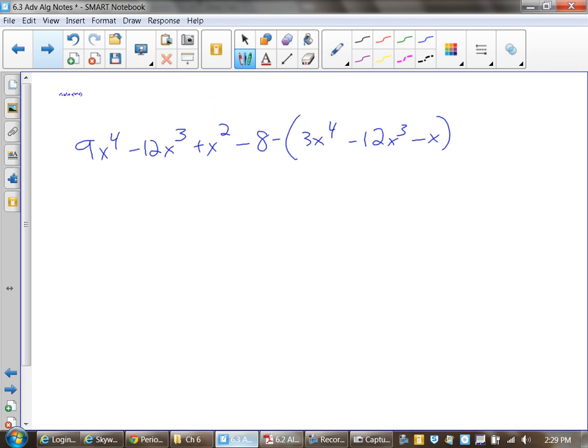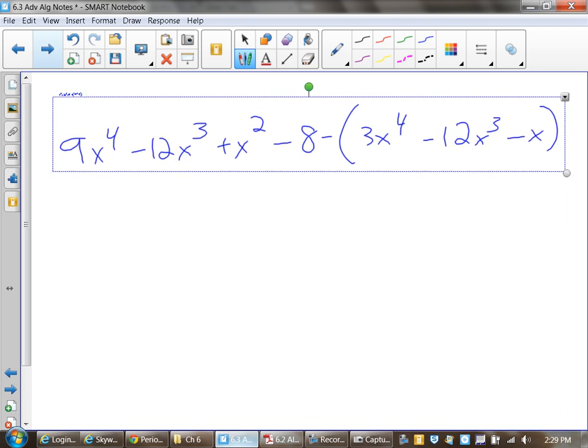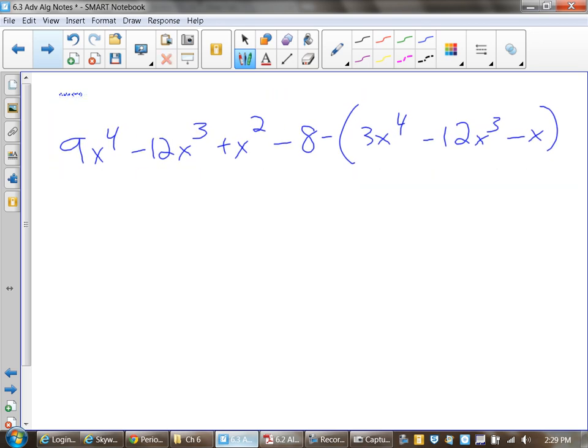I have 9x to the fourth. And when you're writing the problem out, write it right away as a vertical setup. We have 9x to the fourth minus 12x cubed plus x squared minus 8. And then I'm going to subtract from that 3x to the fourth, a negative 12x cubed, and a negative x. So once again, when I'm starting to write these out, I write them vertically.